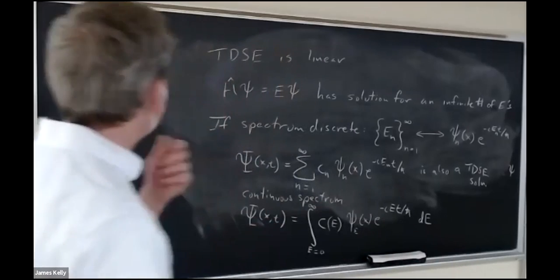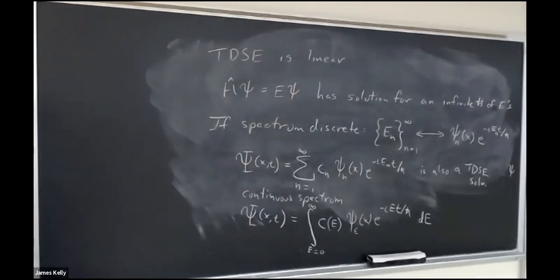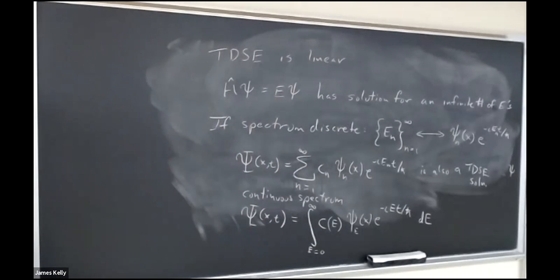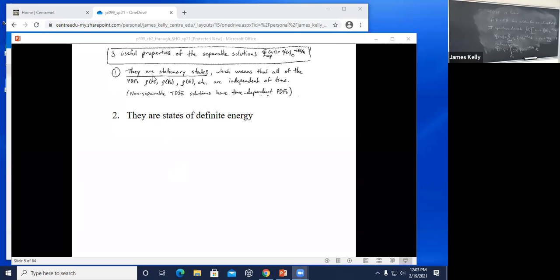Okay, so those are three big things. Let me go back to sharing the screen here. They're stationary states. They're states that have definite energy, so the probabilities don't change with time. They correspond to one and only one energy. So if you measure energy, you're only going to get one value. And the general TDSE solution is an infinite linear combination of those separable solutions.